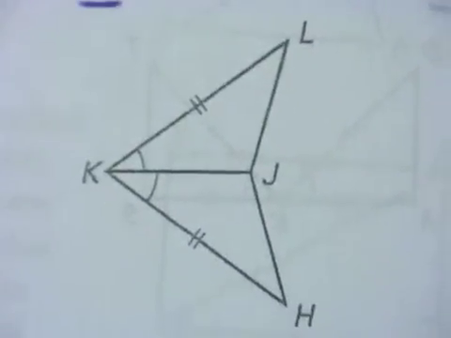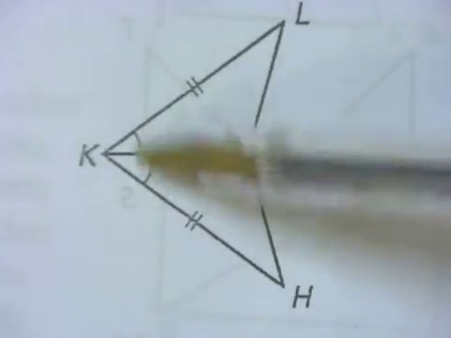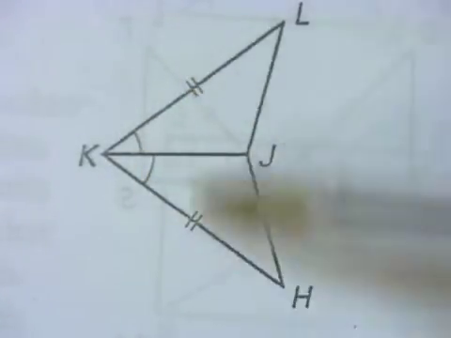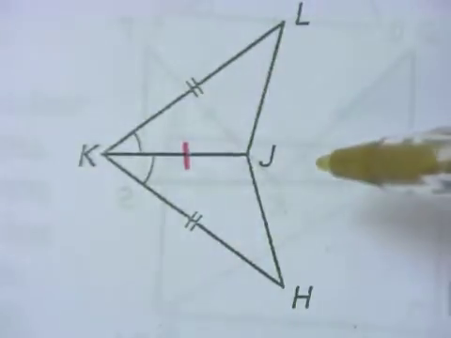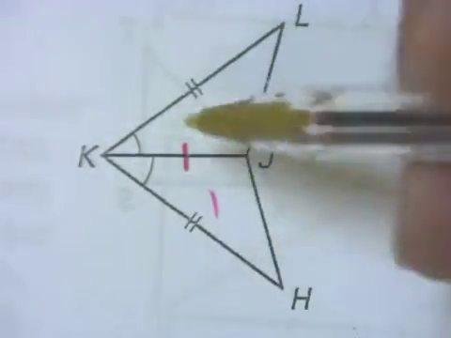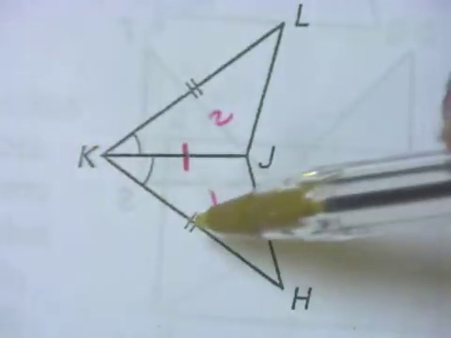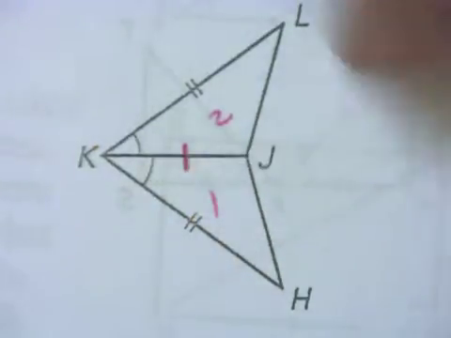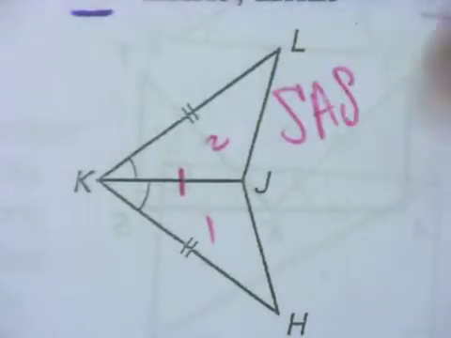For number 12, we have a concave kite. I know that these two angles are congruent. I know that these two sides are congruent. And I know that this side here is congruent to itself. Here's one triangle, there's another triangle. So I can say that this triangle has a side, angle, side congruent to side, angle, side. So these two triangles are congruent using the side angle side rule.